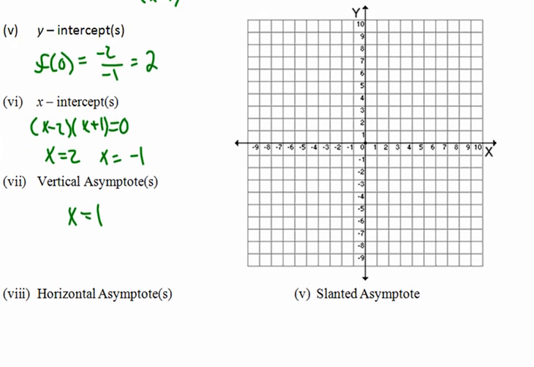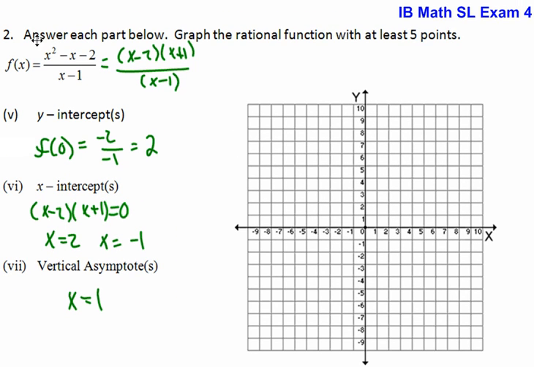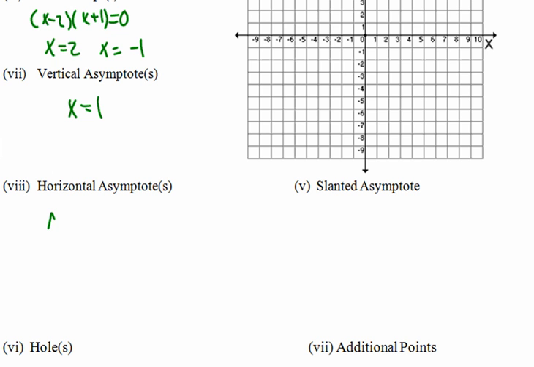Horizontal asymptote, let's look at our degrees here. Well, the numerator, the n, is bigger than m. And if you recall from your notes and what we learned, when the numerator degree n is bigger than the denominator degree, then that means that we have no horizontal asymptote. However, that means we have a slanted asymptote. Okay, so let's go ahead and find that.